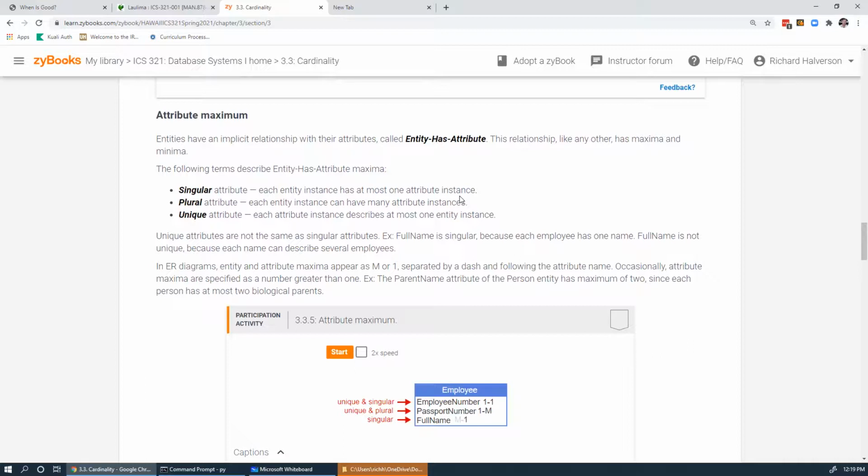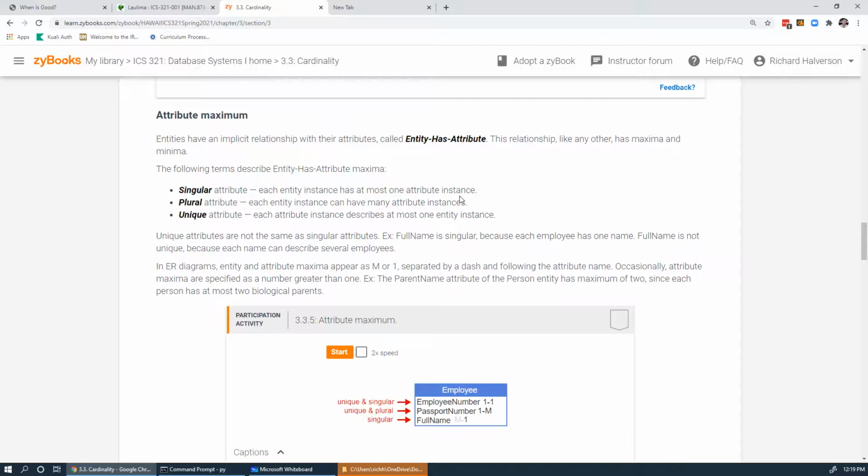Attribute maximum. Entities have an explicit relationship with their attributes called entity as attribute. This relationship, like any other, has a maxima and a minima. Singular, plural, unique. Oh, unique attributes are not the same as singular attributes. A full name is singular because each employee has one full name, but a full name is not unique because more than one employee can have the same name.